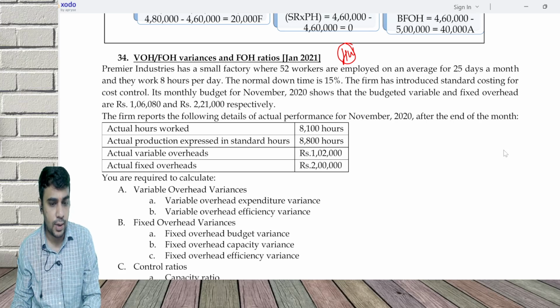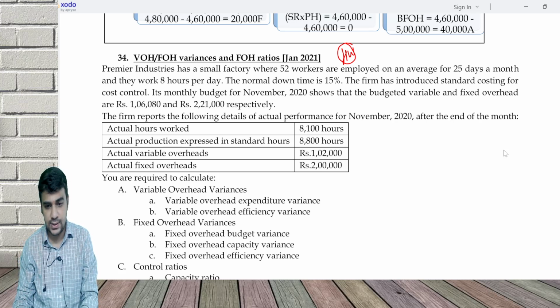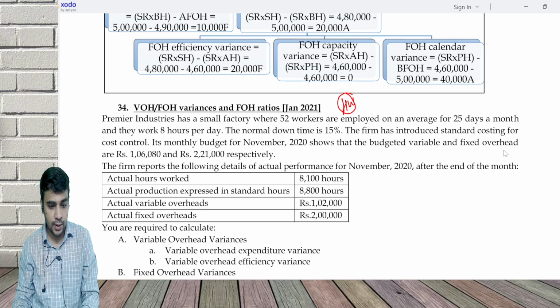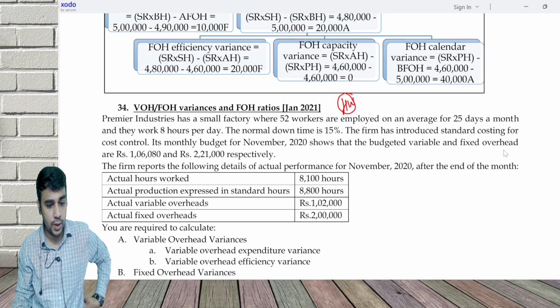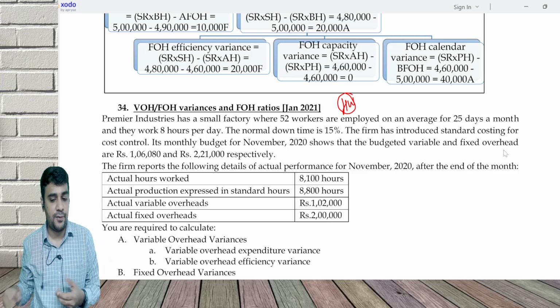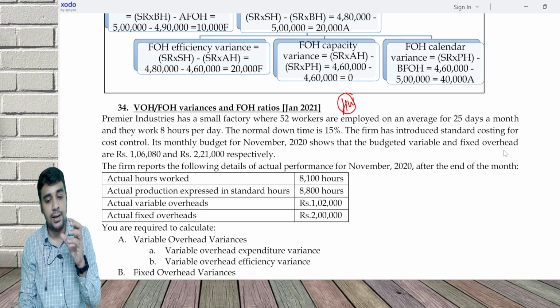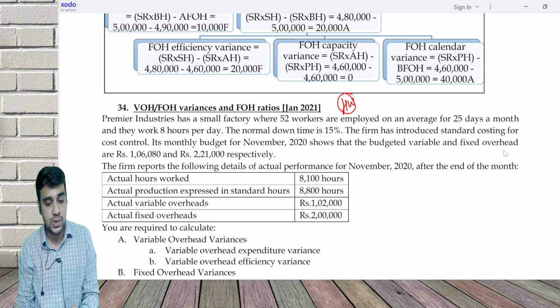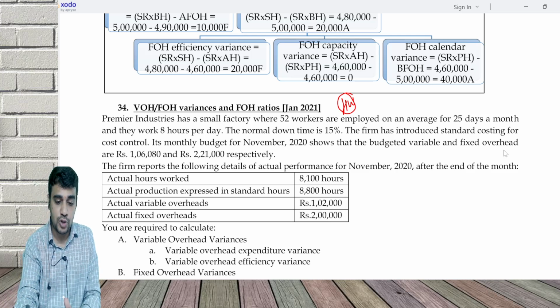Now, in standard costing, I had given you some homework questions, so let's quickly discuss them first. Question 34 was a homework. Here, the only part which may need a little bit of computation from your end is to calculate the overhead absorption rate.